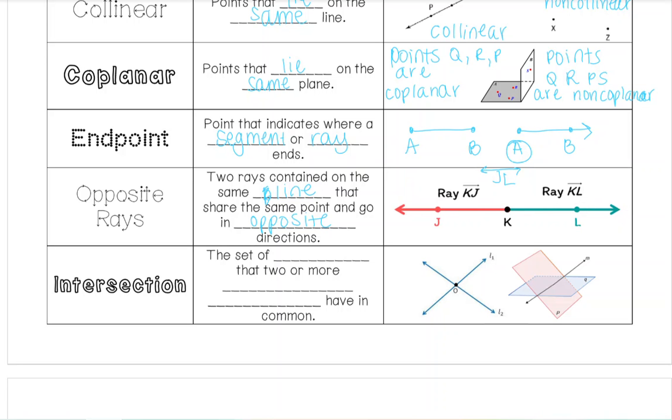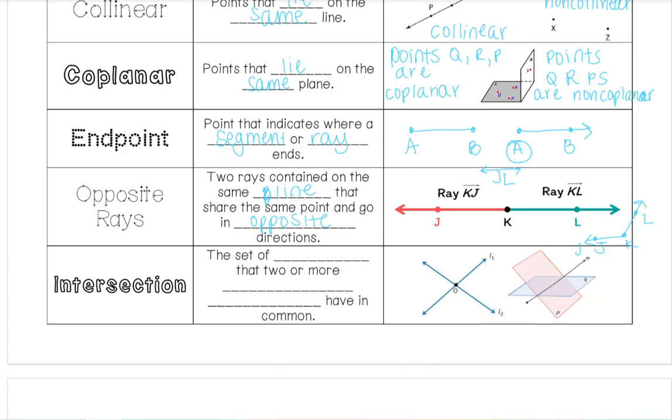Because they are contained on the same line and they're going in complete opposite directions, these would be called opposite rays. Now, if I had a ray J, and then KL like this, they are going in different directions, but it is not the complete opposite, and they're not on that 180-degree line anymore. So those would not be called opposite rays. They're just 2 separate rays.